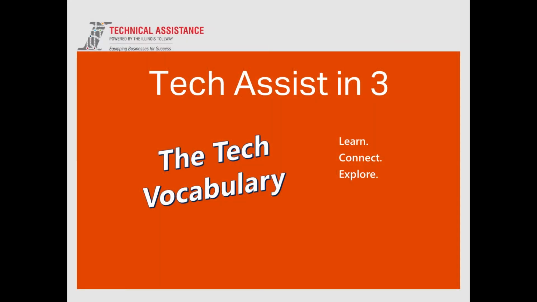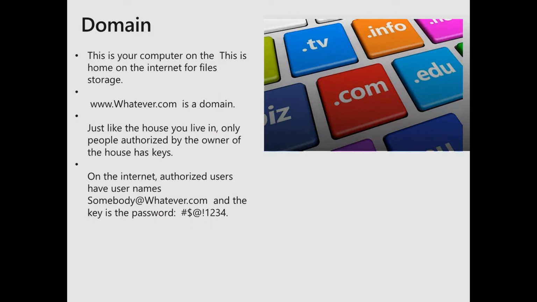For every field of study, there's a basic vocabulary that you have to learn before you can really understand the core concepts of that field. We're going to take about 3 minutes here to cover some basic vocabulary that I believe you need to understand in order to fully understand the Office 365 technology. First term, domain. This is your home. This is your home on the internet for file storage.